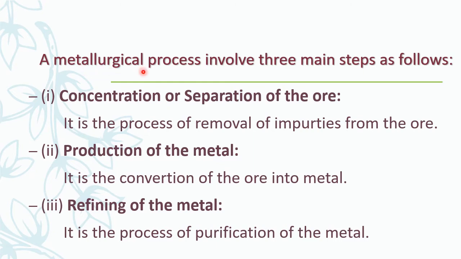A metallurgical process involves three main steps as follows. First step is concentration or separation of the ore. It is the process of removal of impurities from the ore. Second, production of the metal. It is the conversion of the ore into metal. Third, refining of the metal. It is the process of purification of the metal.